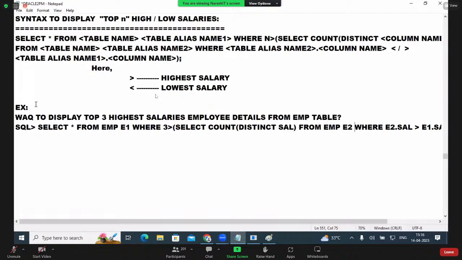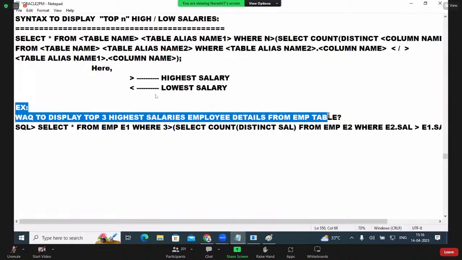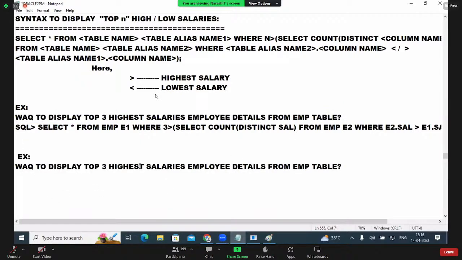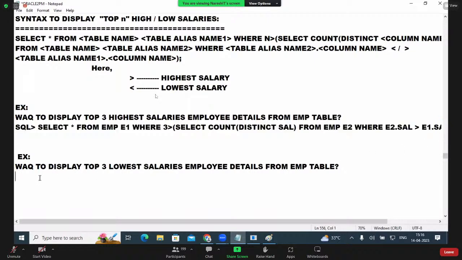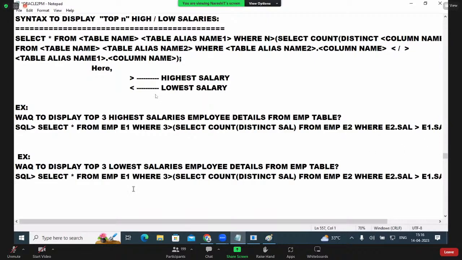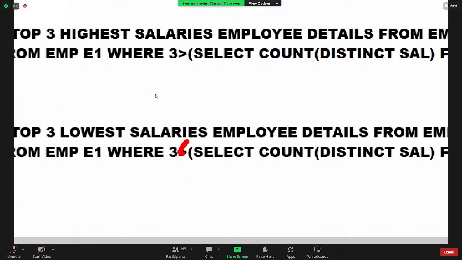Okay, right. Same thing. Suppose I am asking you, I want top three lowest salaries. So here my query syntax, everything will be the same. But so many people will be thinking that here they want to change it to less than. Those who are writing like this, it's a blunder mistake.